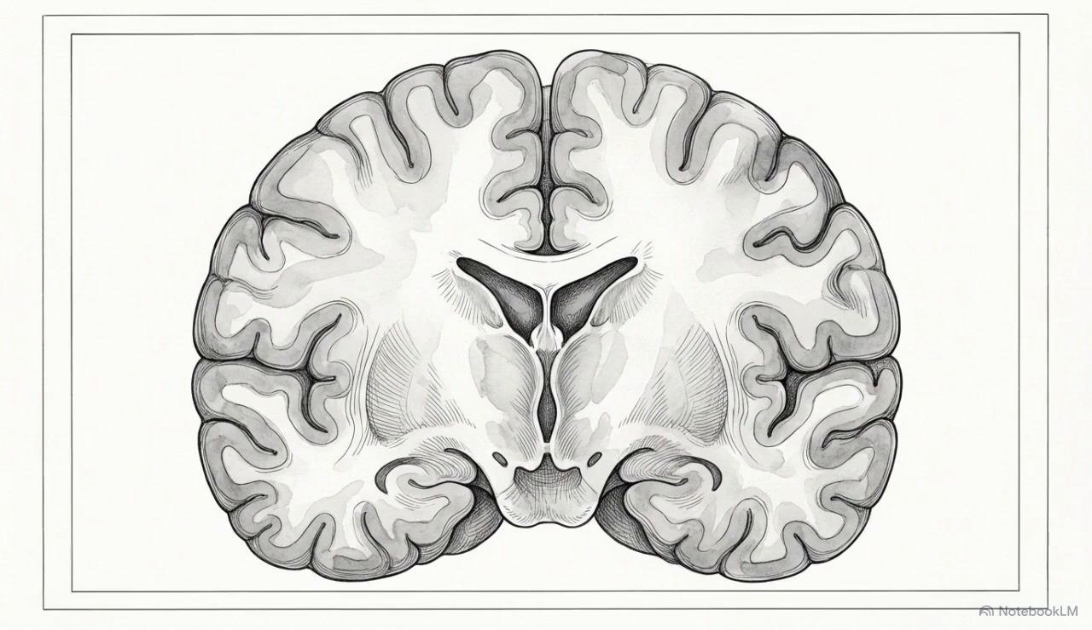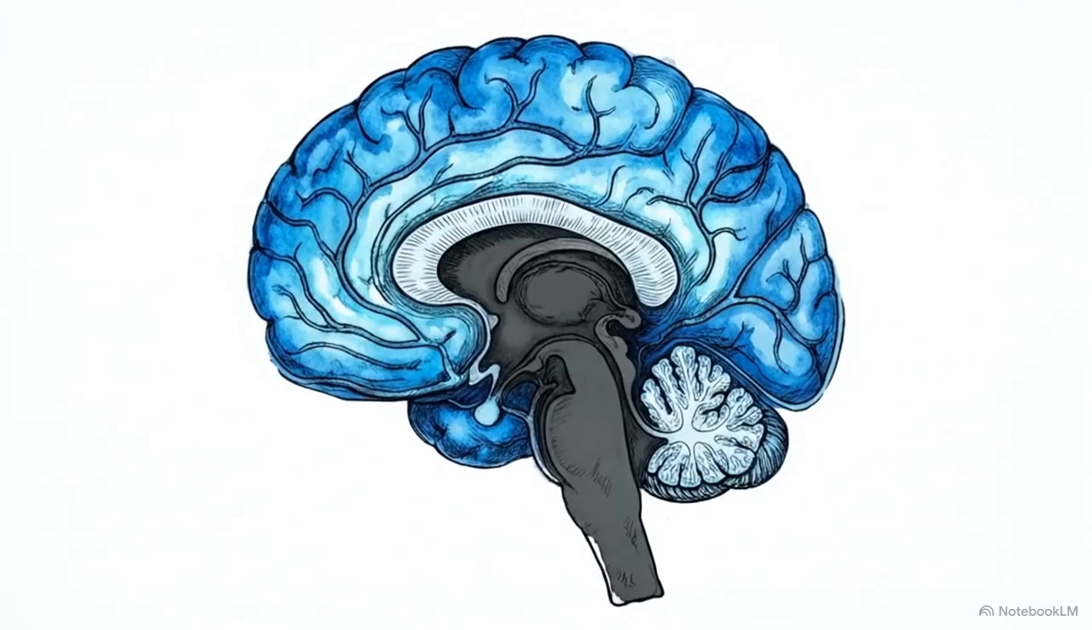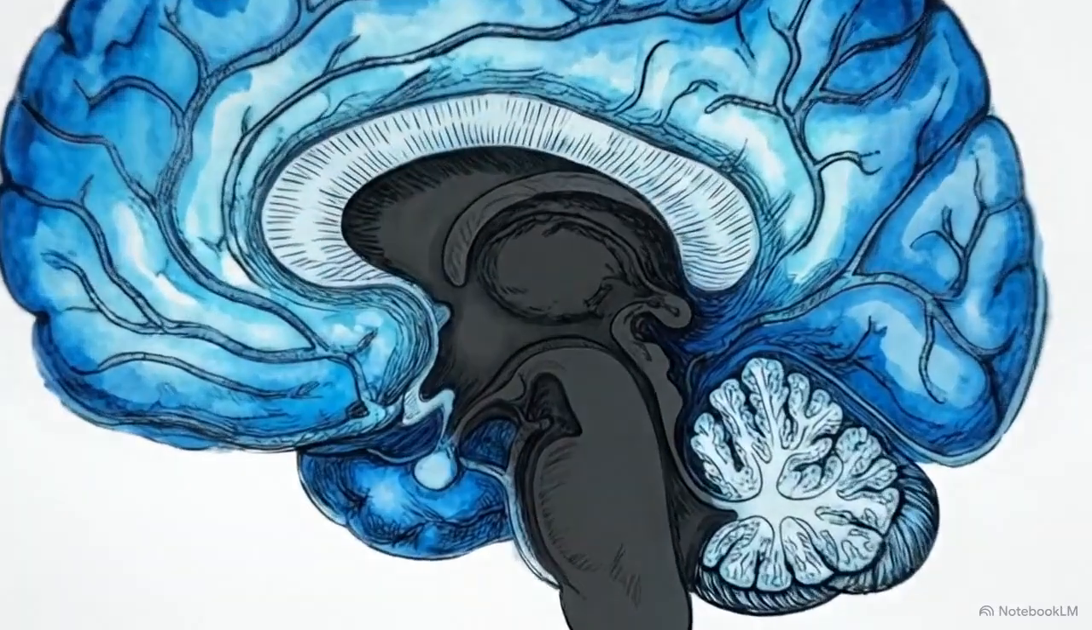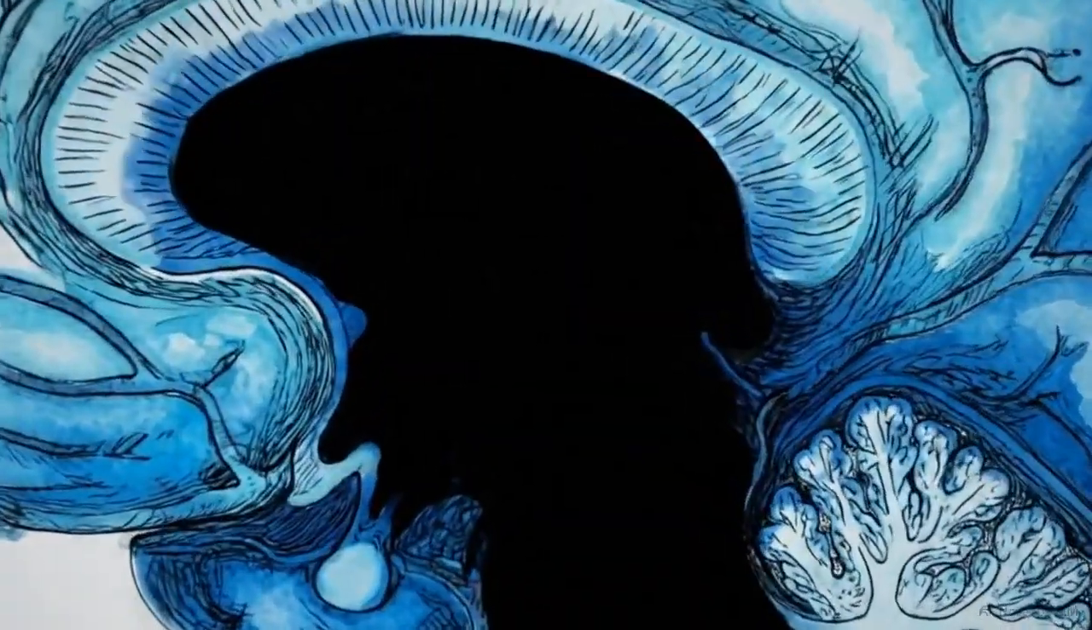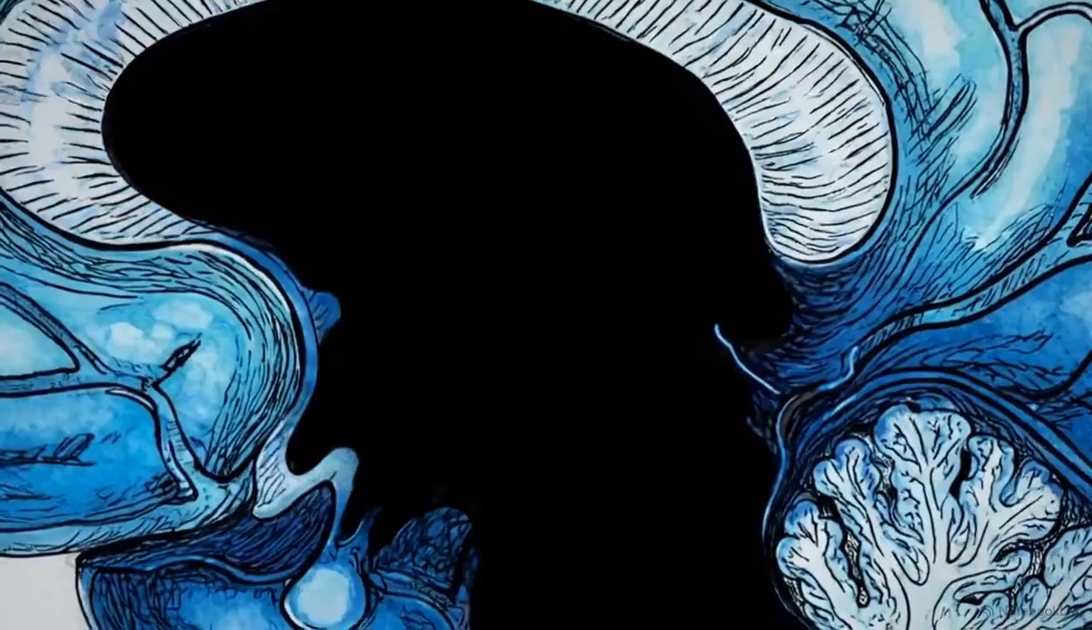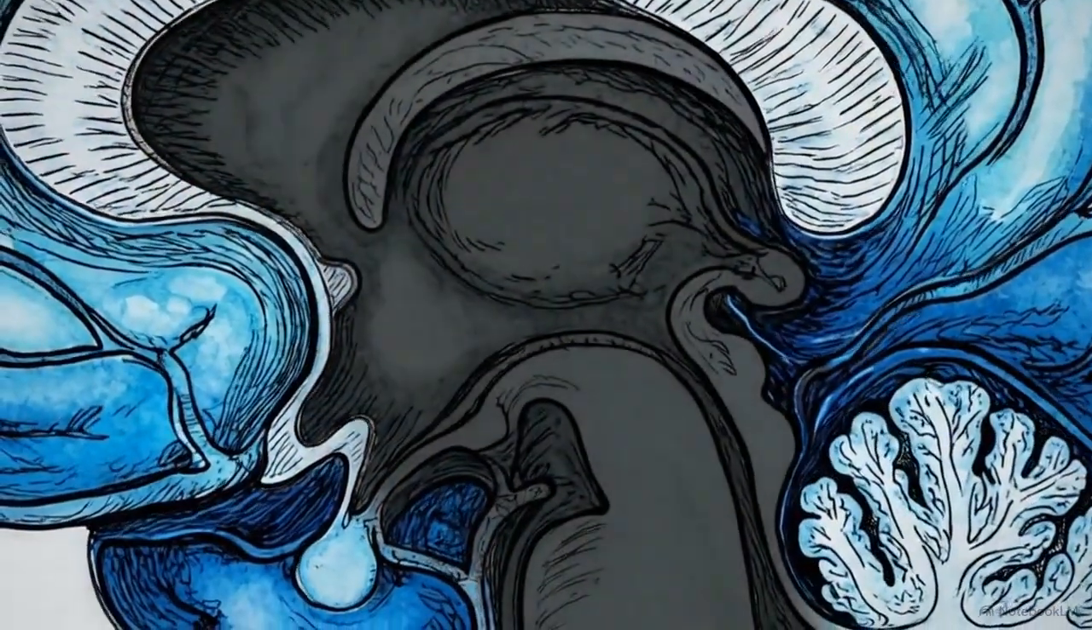A pristine MRI can show you a brain with perfect cortical folding, clear ventricles, and an intact vascular tree. But what it cannot tell you is whether the tissue you are looking at is actually alive. CT and MRI scans are structural maps. They cannot evaluate active metabolic function.